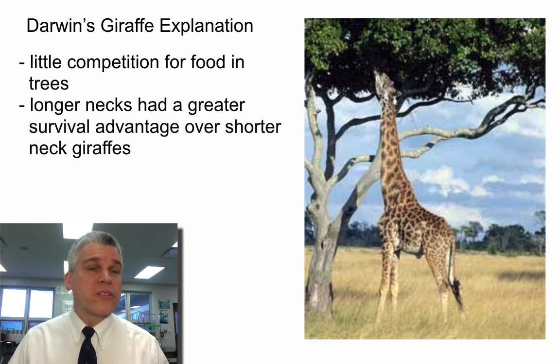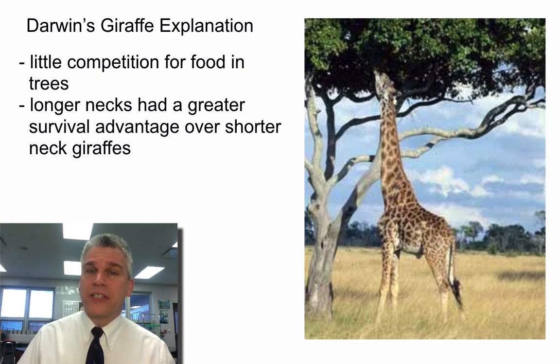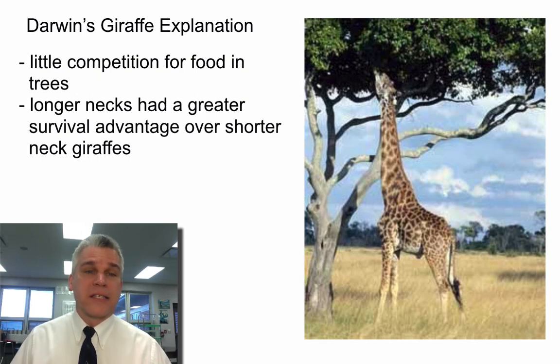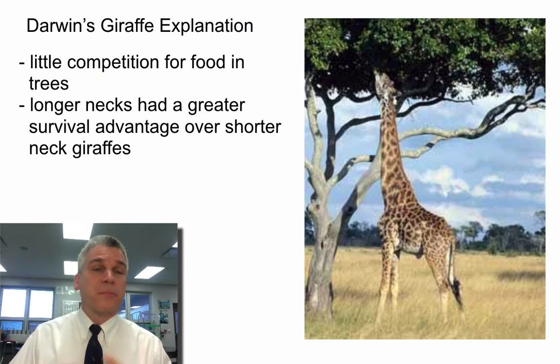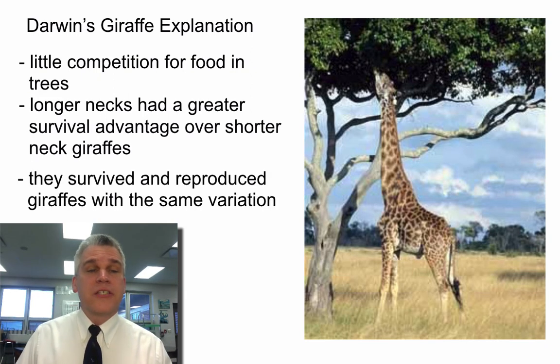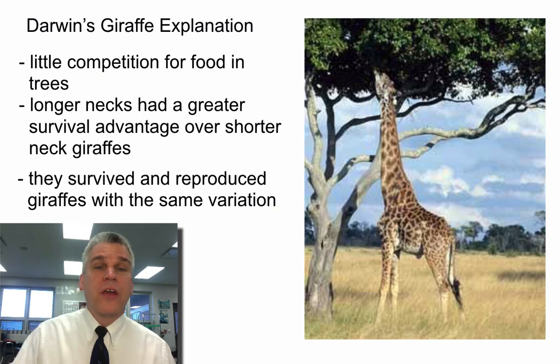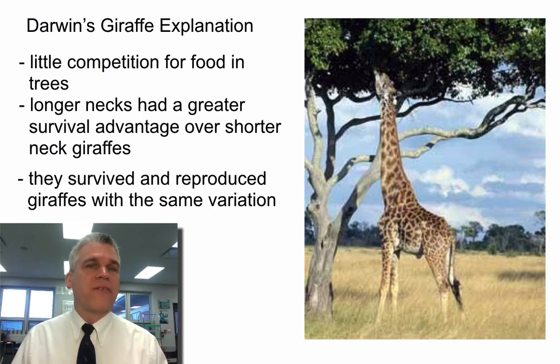So this is, of course, a polygenic trait. Recall that polygenic traits have a bell-shaped curve, so there's always going to be some with slightly longer necks, some with slightly shorter necks. Most of them are going to have an average size, but those with the slightly longer necks will have a survival advantage. If they are the ones that survive, they're going to reproduce other giraffes that have the same long neck variation, so that over time, the neck of the giraffes continue to get longer and longer.